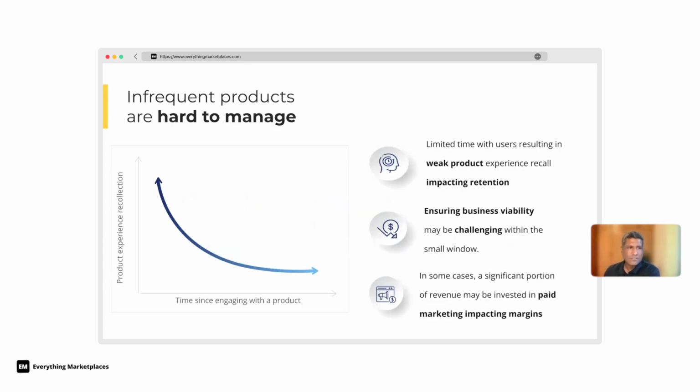Look, the reason why I find it extremely hard to manage these products comes down to three major reasons. One is when the retention is weak, or when the retention doesn't happen, the nature of the product is to churn. You see that it impacts the recall, and so you need to do something to bring the recall time back again. Second, there is a business viability challenge as well.